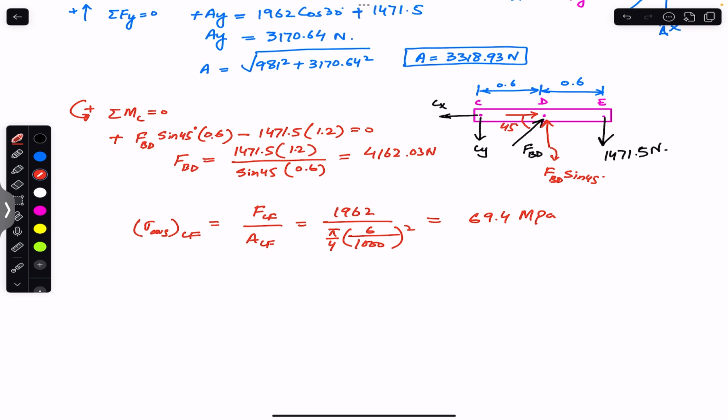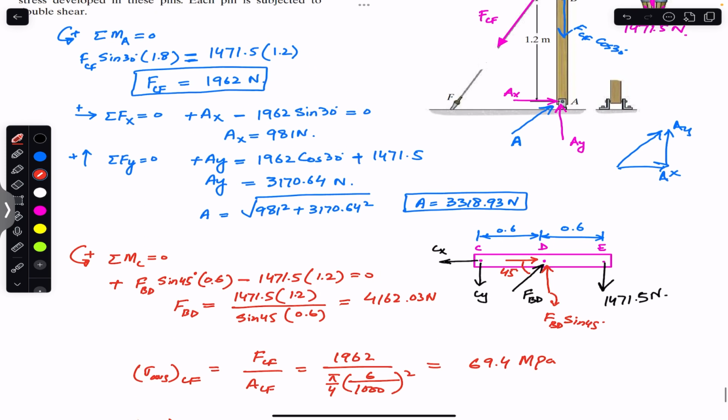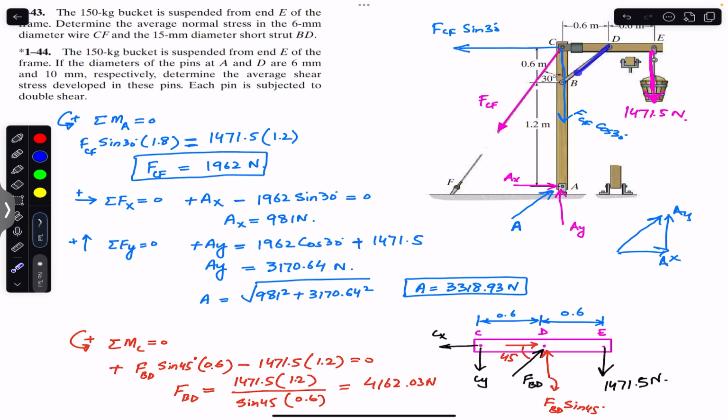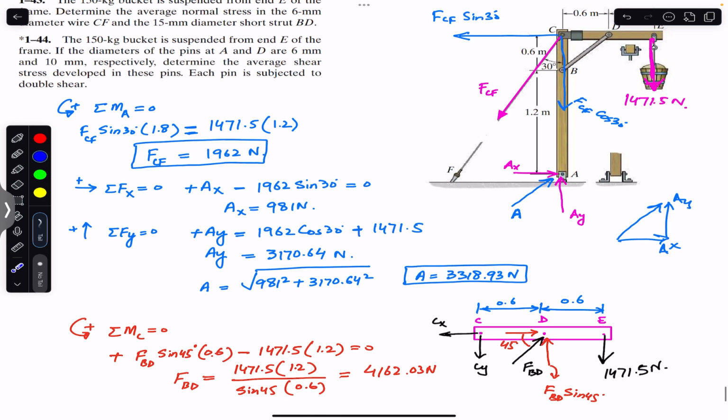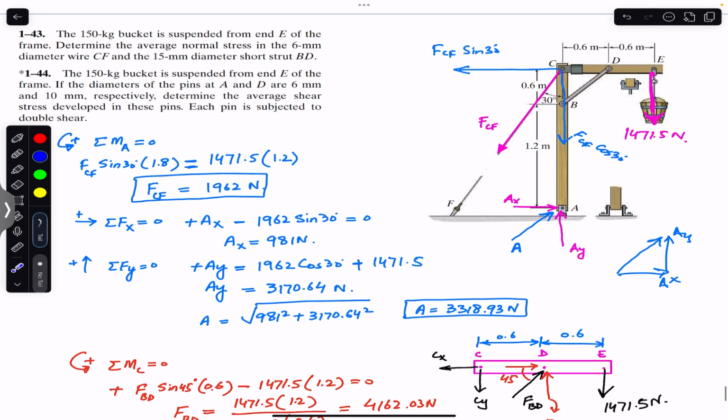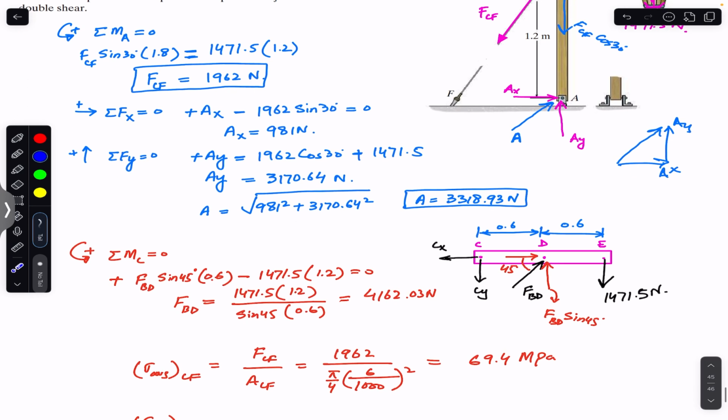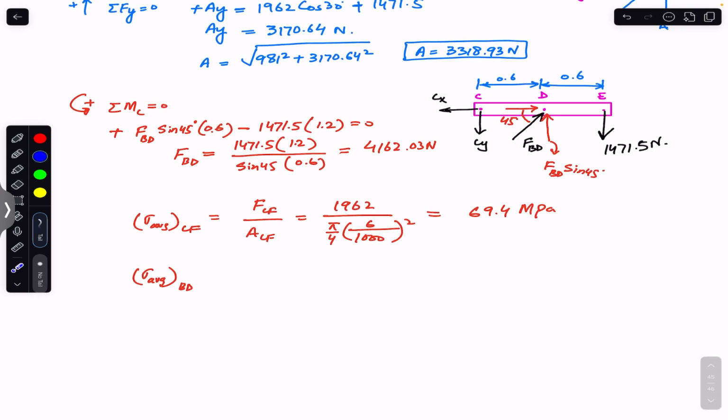Similarly, since we want to find the average normal stress in the strut, so the strut is BD, right? So this is the strut. So the force in the strut will be opposite to this FBD. So we can say that this FBD is the force of the strut on this CE. So as a reaction, this CE will apply the opposite force on the strut BD, and this means that this BD member, it's a two force member, so it is in compression. So this means that the average normal stress in BD will be compressive stress, right?